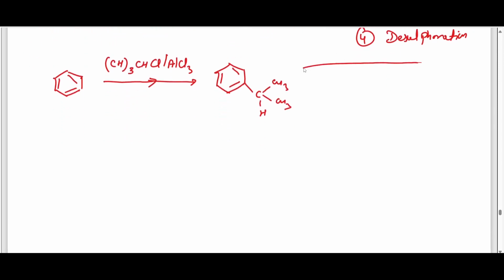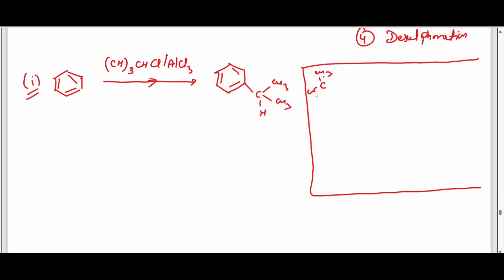I can also show you the mechanism of first step. This is first step. Okay. So in the first step, isobutyl chloride and aluminium chloride will react with each other. In this case, here chloride anion will generate and carbocation intermediate will be formed, and there will be an aluminium tetrachloride.